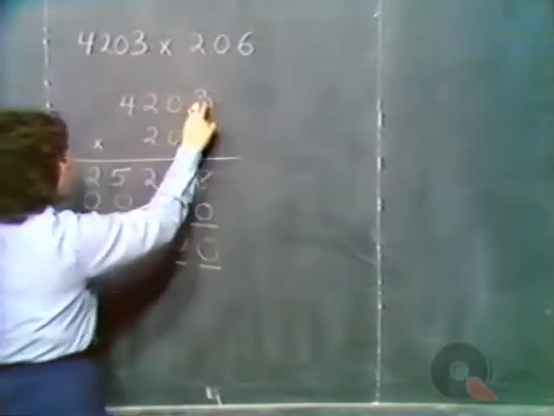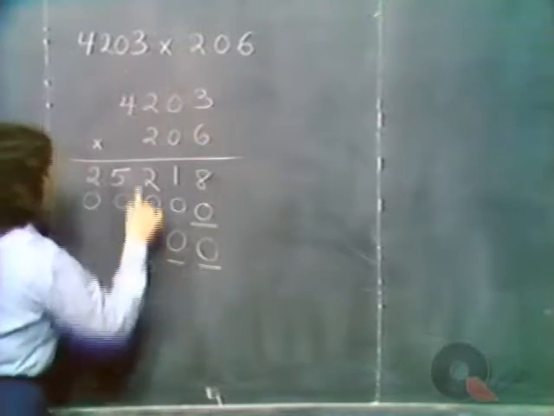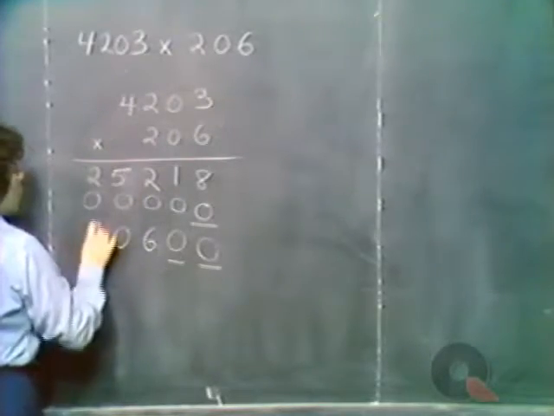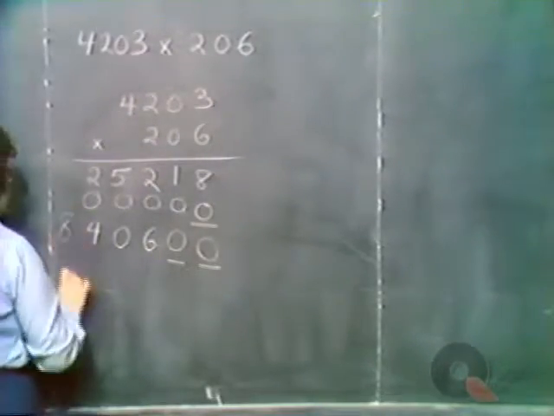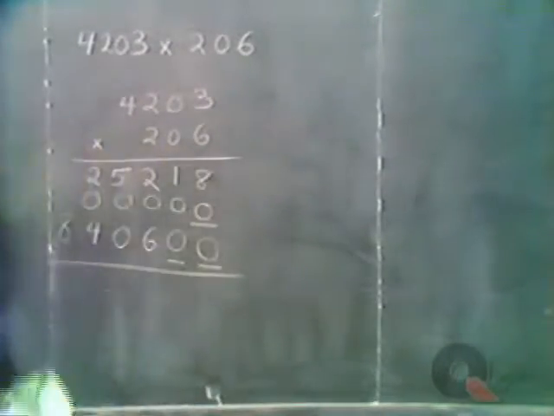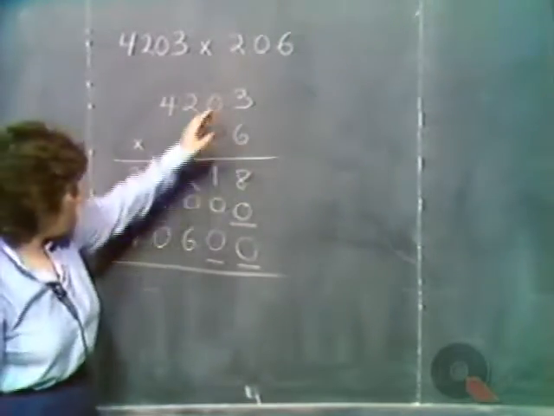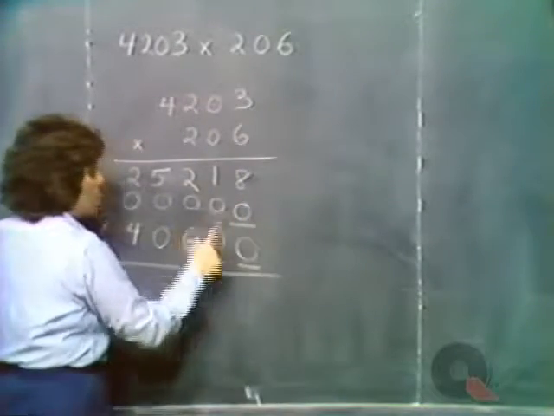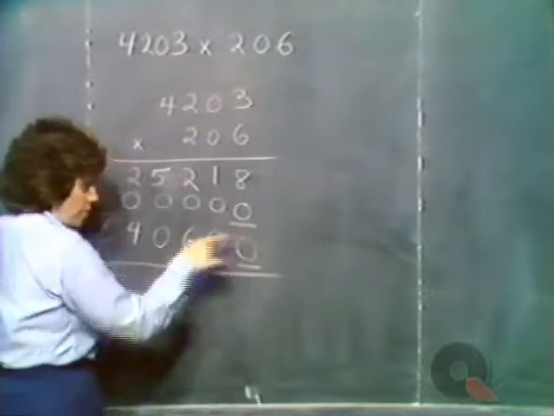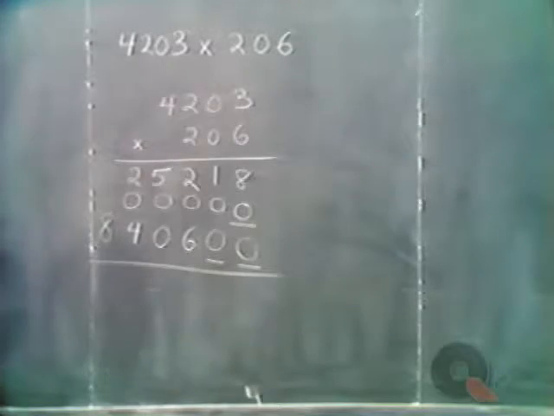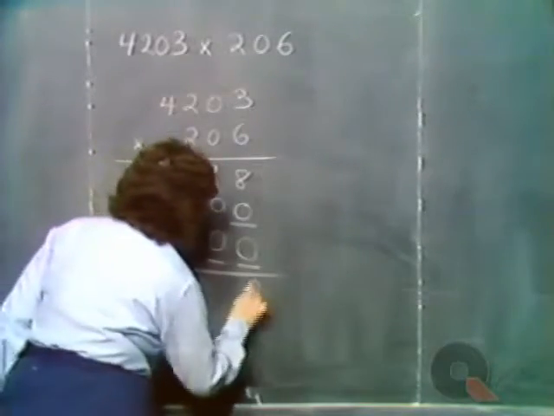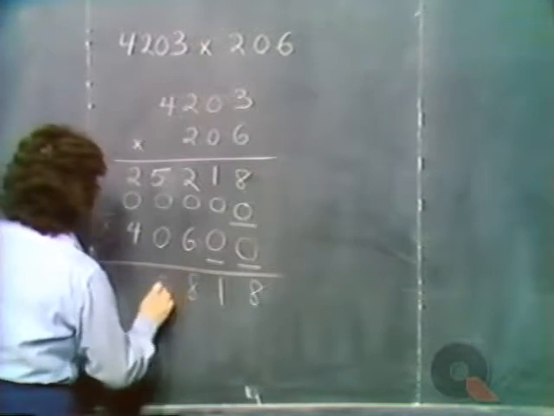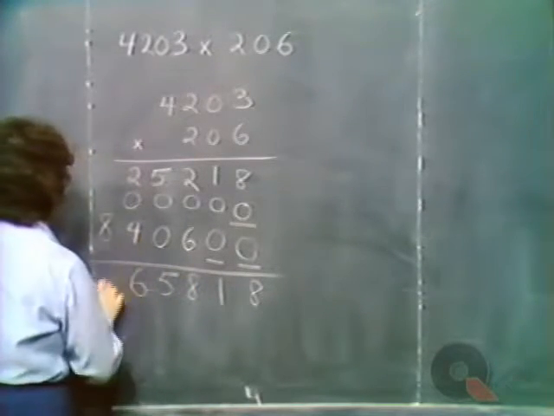So 2 times 3, that's 6. 2 times 0, 0. 2 times 2, that's 4. 2 times 4, that's 8. Okay, the first number we wrote on the right. For the second line, we went in 1, and for the third line, we went in 2 with zeros, and then we wrote the multiplications. Okay, let's add it up. 8, 1, 8, 5, 6, 8.